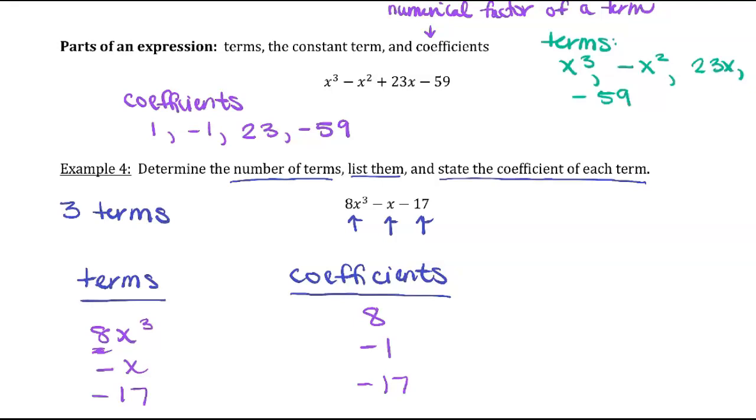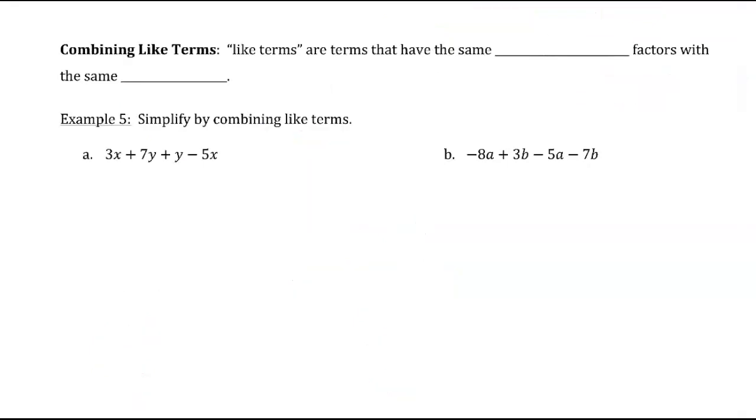So we have 3 terms. The coefficients are 8, negative 1, and negative 17. Let's go on to talk about how we combine like terms. Like terms are terms that have the same variable factor with the same exponents. If the variables and exponents match, they are like terms.